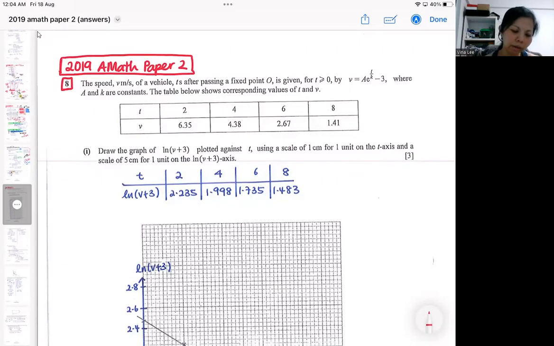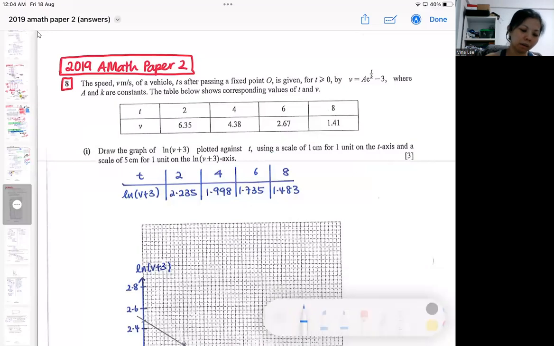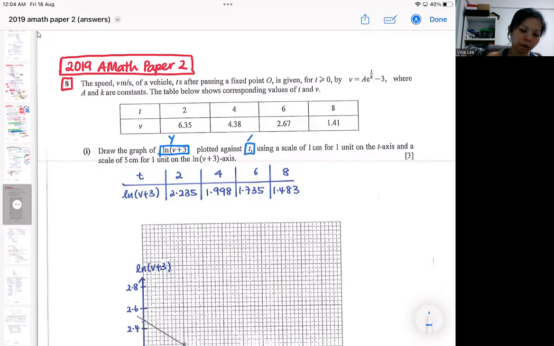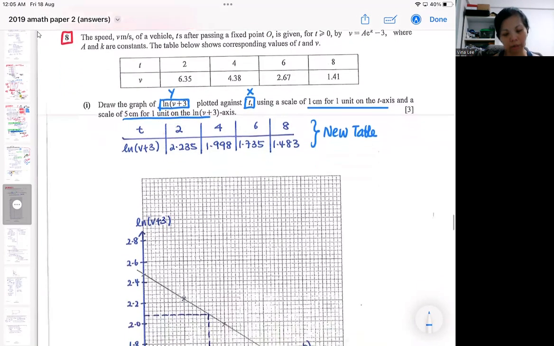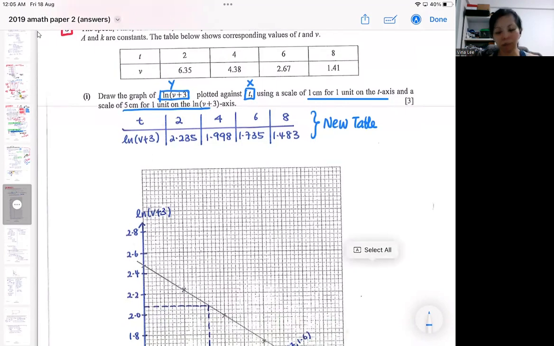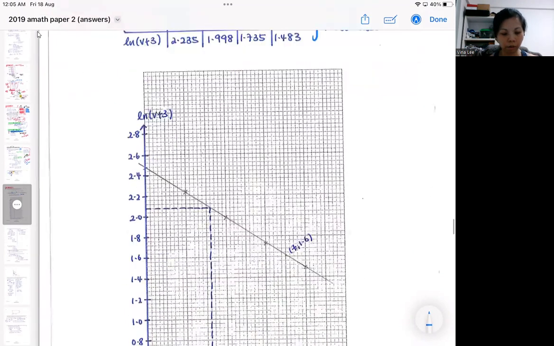Okay, for this question, I think the first part is quite easy. They gave you a table, and they just asked you to draw the graph, and they give you the vertical axis and the horizontal axis, and they have given you the scale, so it's actually very easy. So what you need to do is come up with a new table. Make sure you calculate your new table, and then you go according to the scale that they provide you. It's not going to be difficult. Okay, so it shouldn't be an issue.